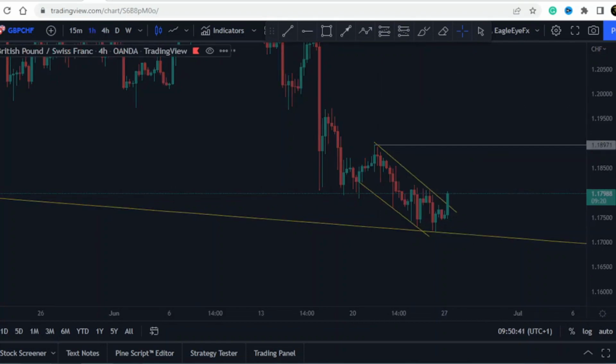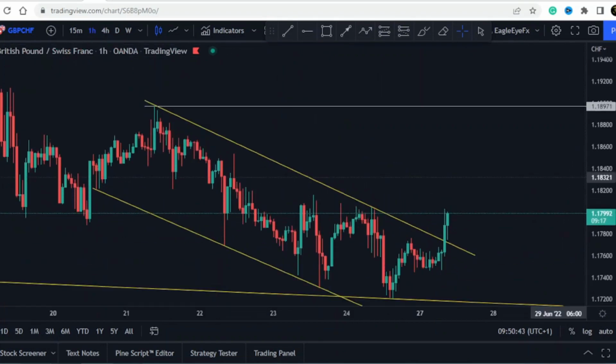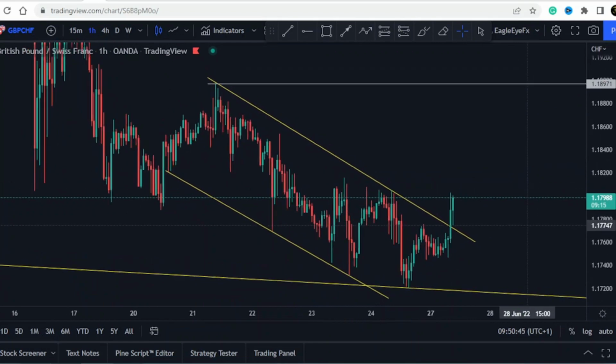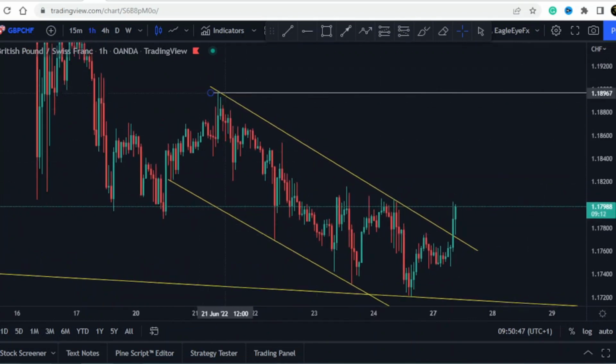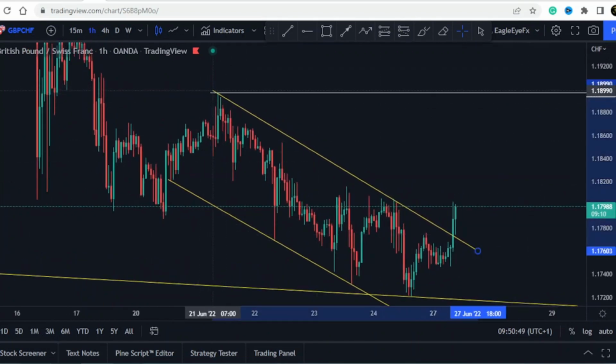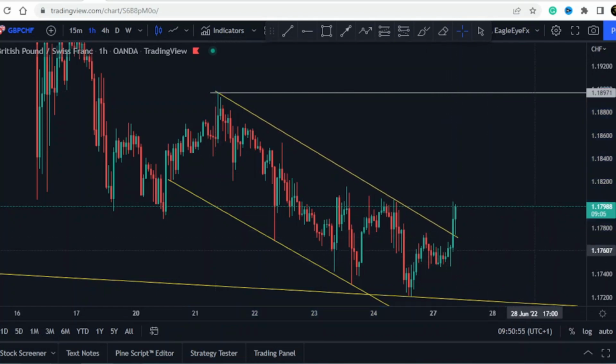Okay, and then when you go to the 1-hour time frame, look at this. This is beautiful. All right, this is beautiful, and this will be my target. My target is actually up over here. That's what I'm targeting. You can see it's already broken.